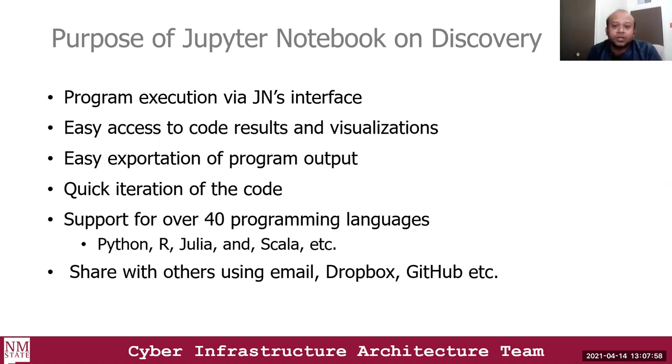So why is Jupyter Notebook useful and how powerful is it? Lots of scientific institutions are using the notebook in order to clearly explain exactly how they got the result. We can reproduce the result from within the notebooks themselves. Execution of programs via the Jupyter Notebook interface is easy, and we get easy exportation of the program's output and easy iteration of the code. Moreover, it supports over 40 programming languages, for example Python, R, Julia, Scala, etc. For easy distribution by email or Dropbox, Jupyter Notebook is a very good option. For more information, you can visit their website, jupyter.org.